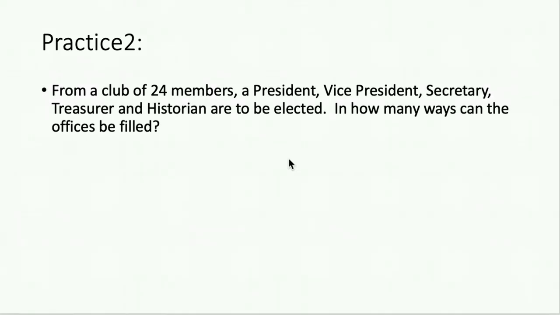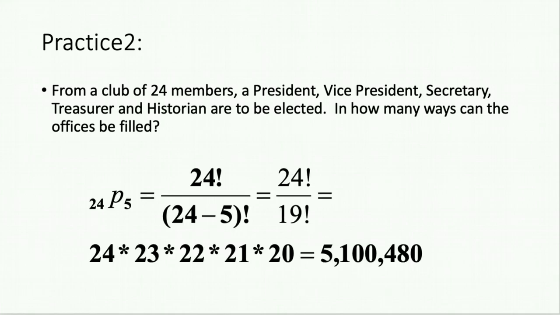Another problem. From a club of 24 members, a president, vice president, secretary, treasurer, and historian are to be elected. In how many ways can the offices be filled? This is again a permutation problem, since the order does matter. There's a group of 24 people, and we have to make them into groups of 5. Therefore, we do 24P5, and that will give us this result.